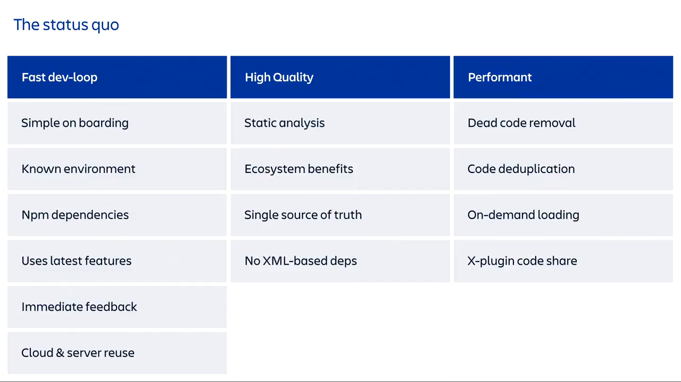So what do I mean? This is the list. So this comes back to the title: a fast dev loop, high quality, performant. This is by all means not a complete list. And some of the things here are not specifically front-end, but also are based on the Atlassian ecosystem that you live in. But in the ideal world, we're starting at fast dev loop at the top with simple onboarding.